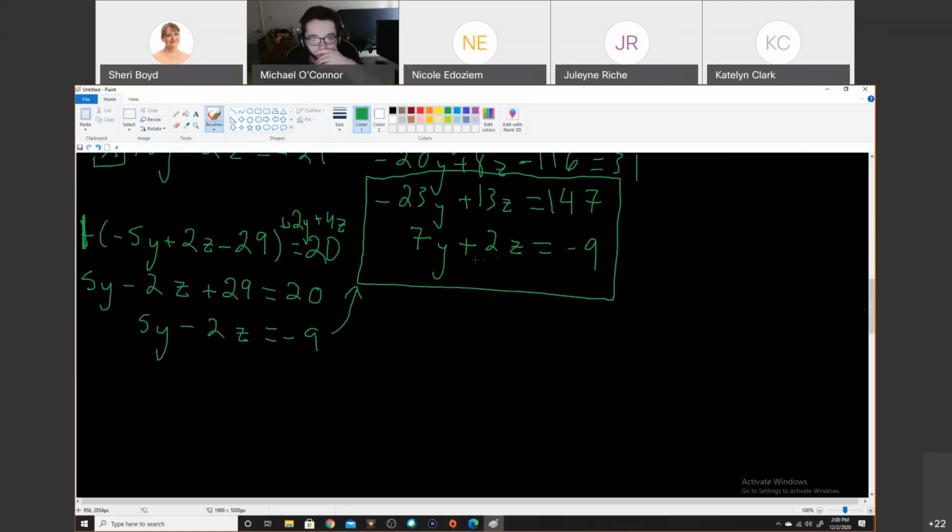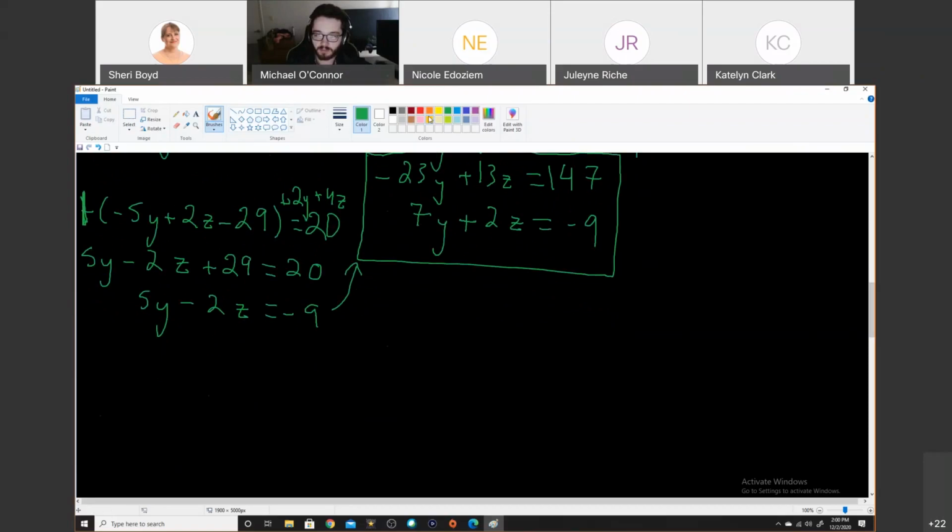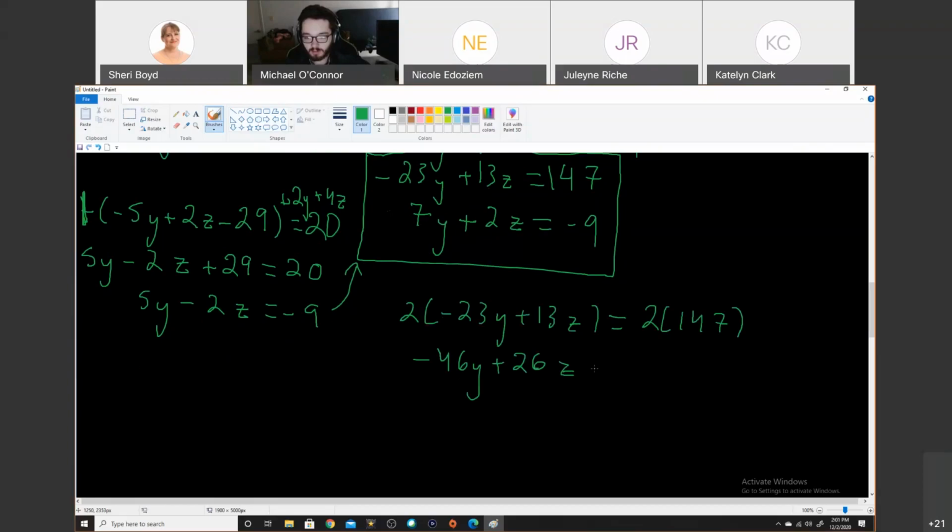Nothing great really stands out for me as far as elimination goes. So I'll solve for z for this 2 by 2. I'll multiply the top equation by 2 and then the bottom equation by negative 13, so that the z variable cancels out. So right now I'm solving for z. So we have 2 times negative 23y plus 13z is equal to 2 times 147. And then negative 46y plus 26z is equal to 294.